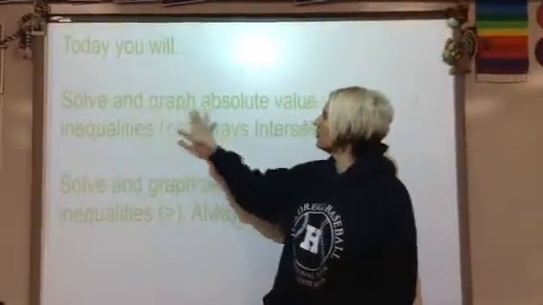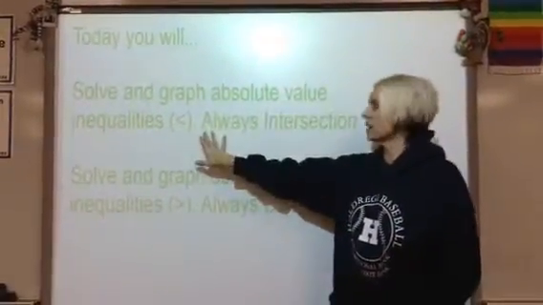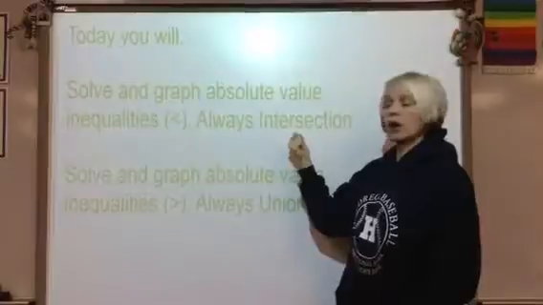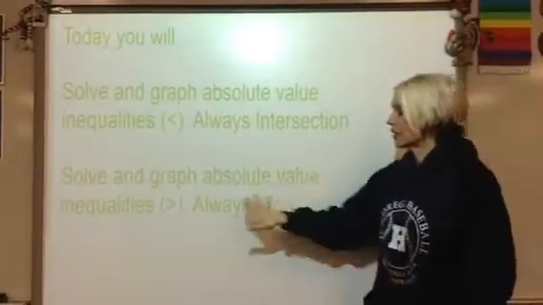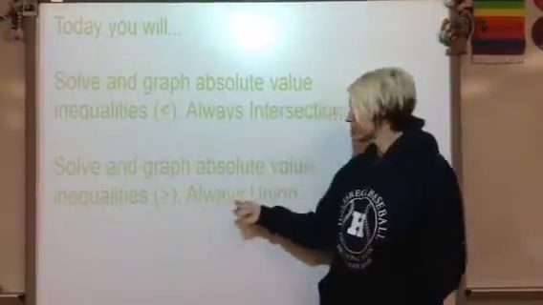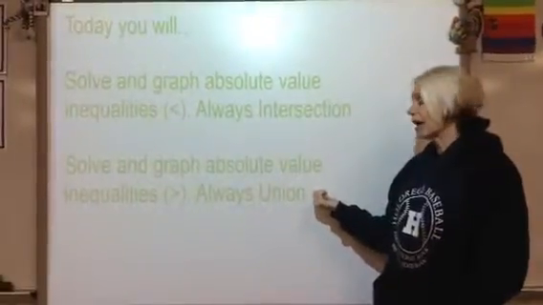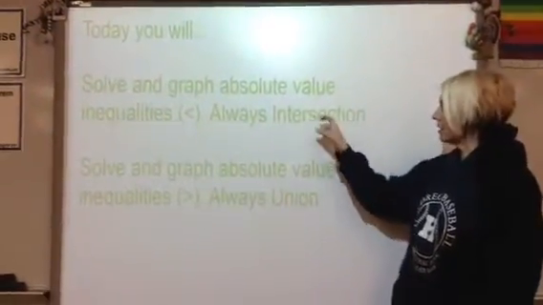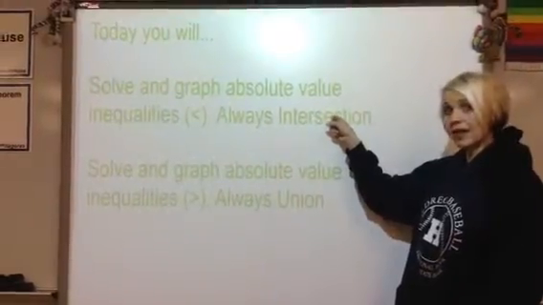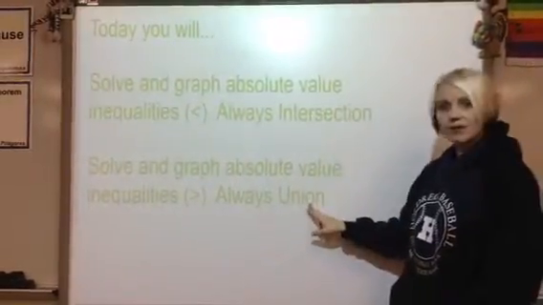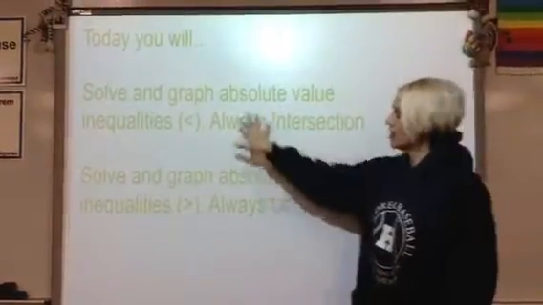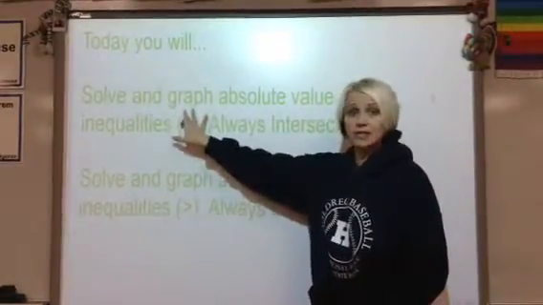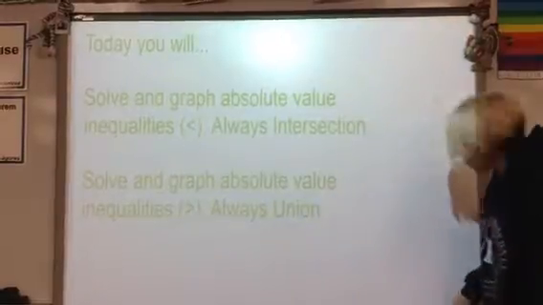In this lesson, you will solve and graph absolute value inequalities with less than, which is always an intersection. And you'll also solve and graph absolute value inequalities with a greater than, which is always a union. If you'll remember from the last lesson, an intersection's graph is always a line segment, and a union's graph is always one ray or two rays. So the graphs are going to match the symbol that you see. We'll be talking about that more in a moment.